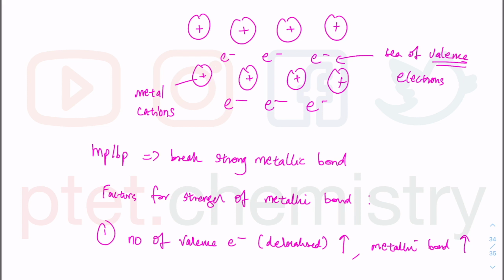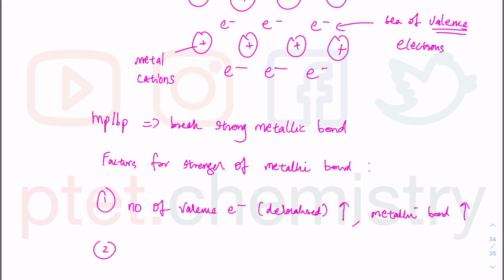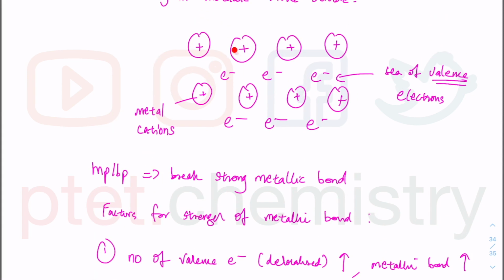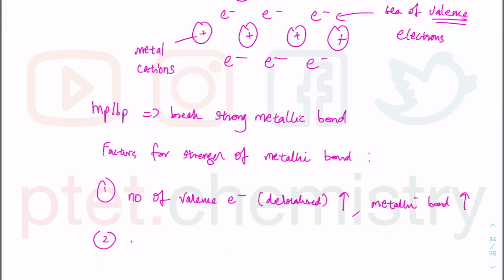The other factors you should be thinking about: there's nothing else I can say about the electrons, because electrons don't have sizes, but the cations do have sizes. The cations also have charges. So I'm talking about the charge on the cation. As the charge of the cations increases, the metallic bond will become stronger as well.